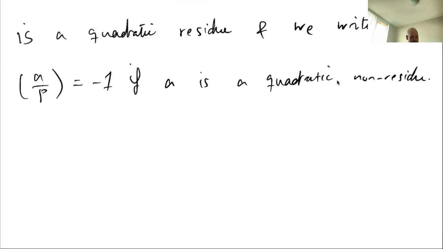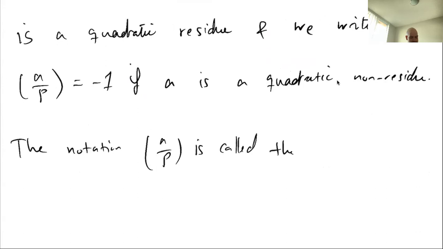So the notation a over p is called the Legendre symbol. This notation is called the Legendre symbol. So it's not an actual fraction. It's just a notation.